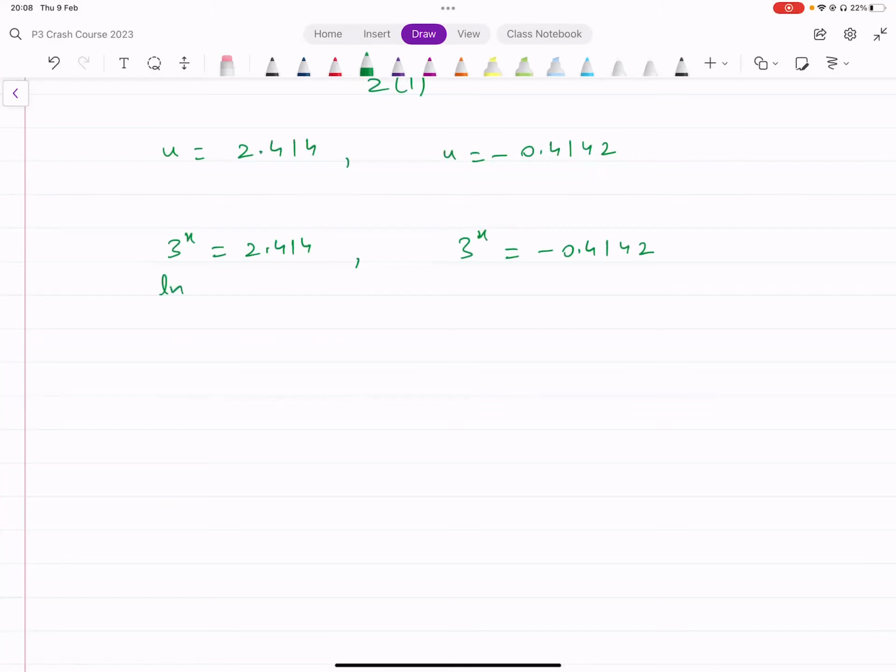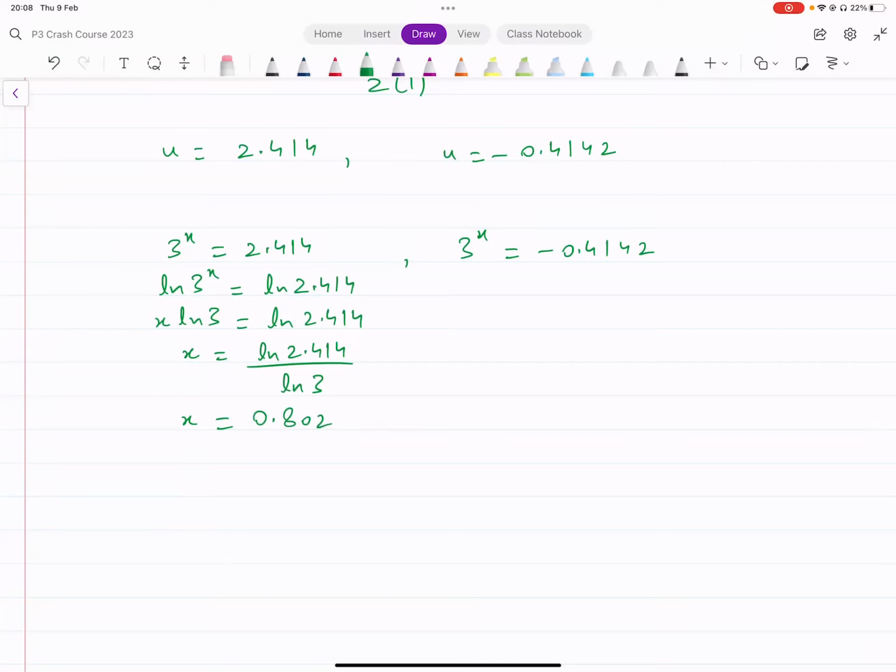So if we take log on this equation, ln of 3 raised to power x equals ln of 2.414. Now this x is going to come down here, so that it becomes x times ln of 3 equals ln of 2.414, and then x equals ln of 2.414 divided by ln of 3. You can evaluate this and you'll get a value of x from this. Now let's see what this turns out to be. ln of 2.414 divided by ln 3 is 0.802. That's one value of x that we get.